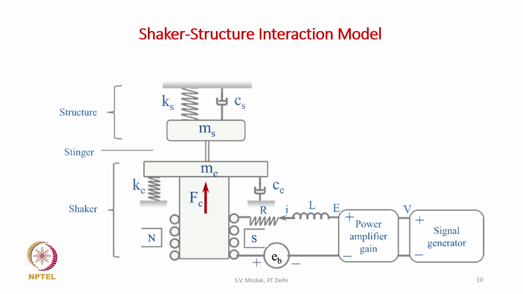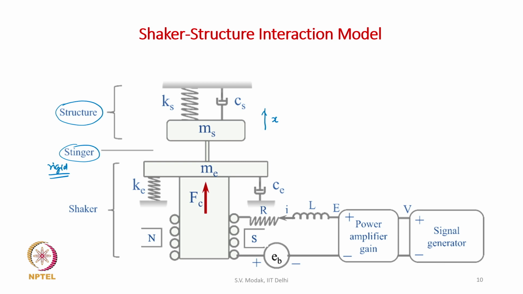You can see at the top we have this structure model here. Here the Ks, Ms and Cs are the stiffness, mass and viscous damping characteristics of the structure. Then we have this stinger here, which is connecting the structure with the shaker, and we are assuming this stinger to be rigid. So, it provides a rigid connection between the structure mass and the exciter mass. And of course, the degree of freedom here is this degree of freedom x.